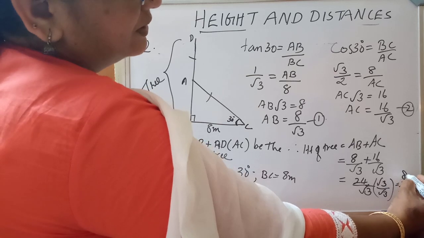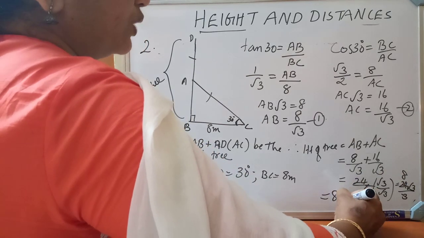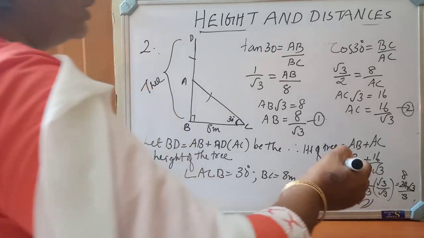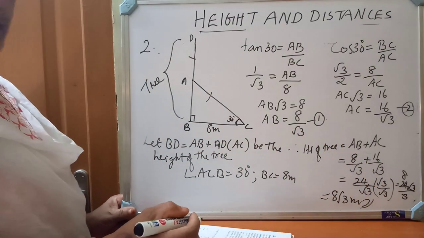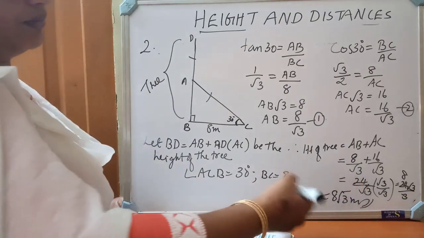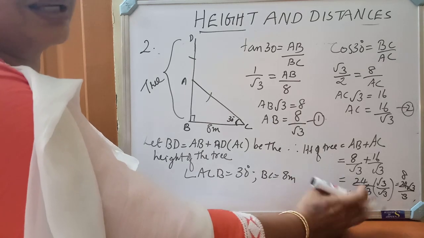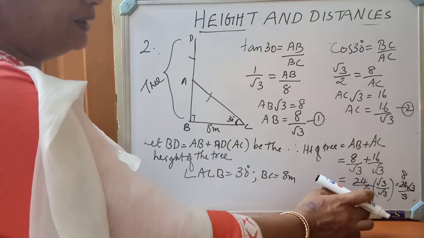So 8 root 3. So what will be the height of the tree? 8 root 3 meter. So root 3 value is 1.732. So if they have given the data in the question, you can multiply with 1.732. Otherwise you can write 8 root 3 meter as it is. Okay, children?